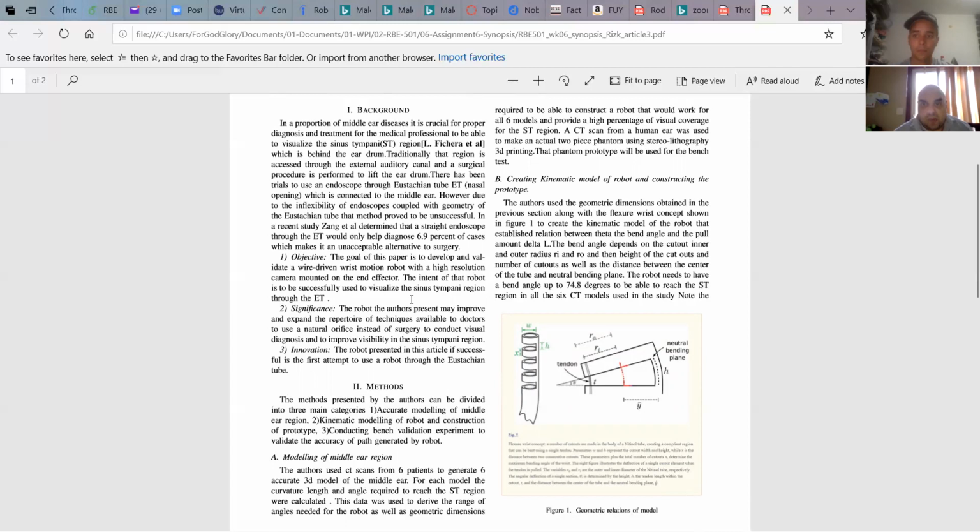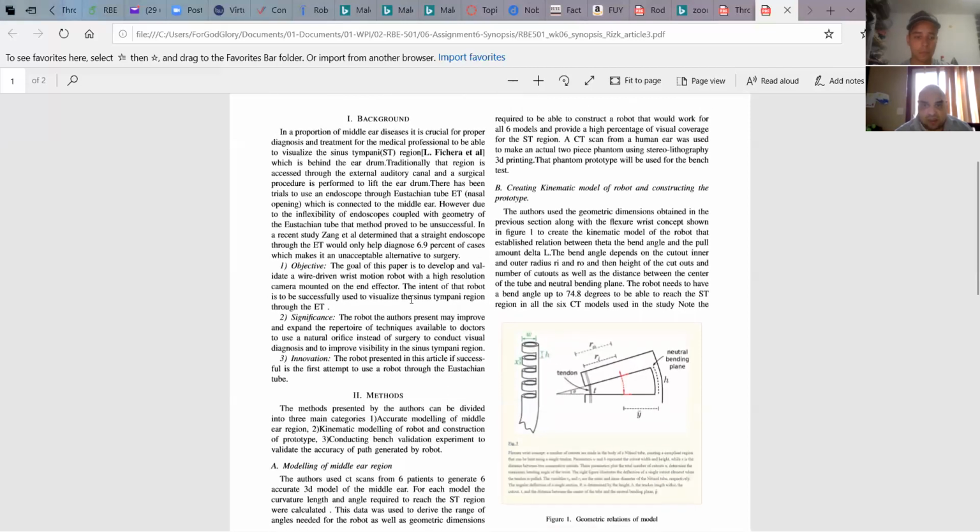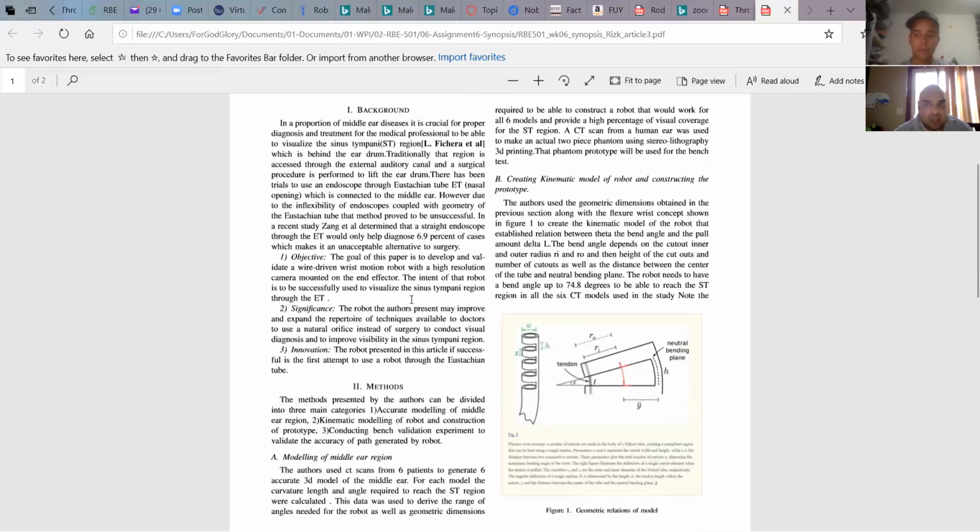So, no, sorry, I missed something. In that first section, after they found the ranges of angles the robot needs to have, the next step they did is they used one of those 6 models and created a phantom prototype with something called stereolithographic 3D printing, which they used to create a phantom model of the middle ear, and then they are going to insert that robot in it.